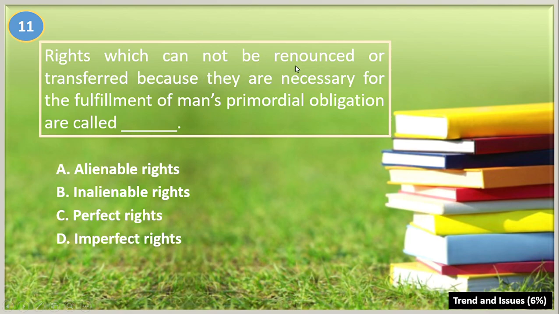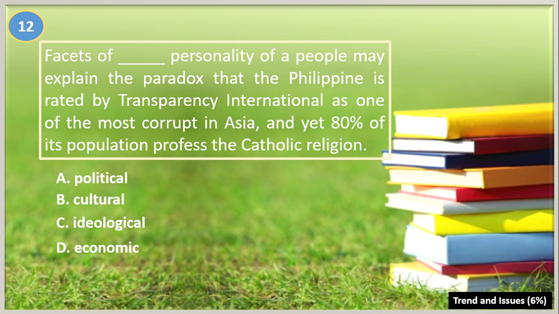Number 11, rights which cannot be renounced or transferred because they are necessary for the fulfillment of man's primordial obligation are called blank. A. Alienable rights. B. Inalienable rights. C. Perfect rights. D. Imperfect right. The answer is letter B. Inalienable rights. Cannot be renounced or transferred. That right is called inalienable right.